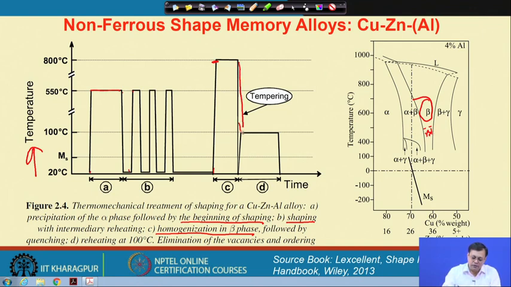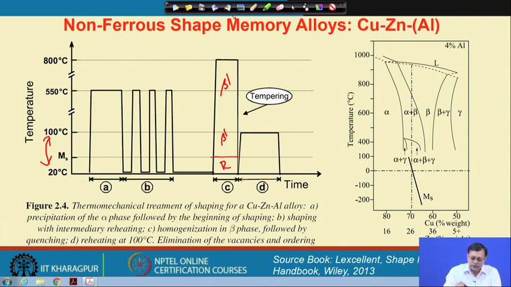So, once we cool it down, at room temperature and higher temperature we get beta, and then we basically get this 9R type of martensite. And again the problem there is that if the MS temperature is somewhere between 20 to 100 degree centigrade, then below it there will be martensite, here there will be beta dash, and above there will be beta.